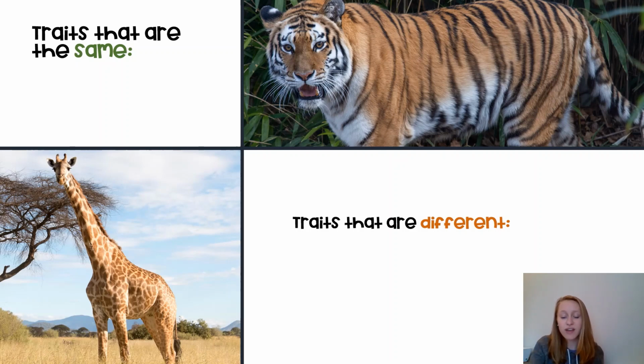What traits did you think of? Maybe you said something like they both have 4 legs. They both have 2 eyes. They both have 2 ears, and they both have a tail. Now let's think about what traits are different. What traits does the tiger have that's different than the giraffe? Look closely at the pictures. When you think of them, say one out loud.